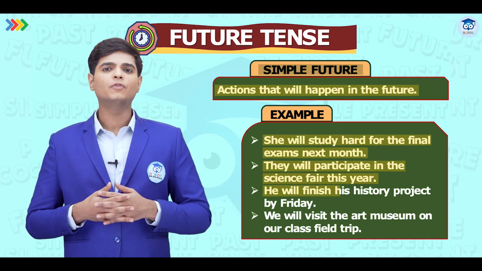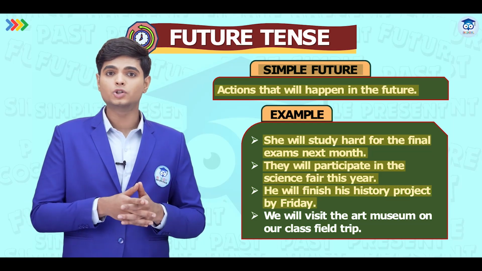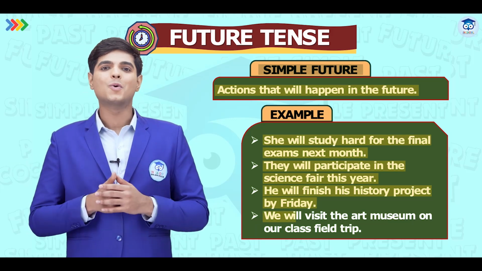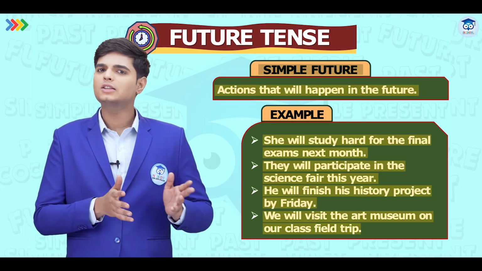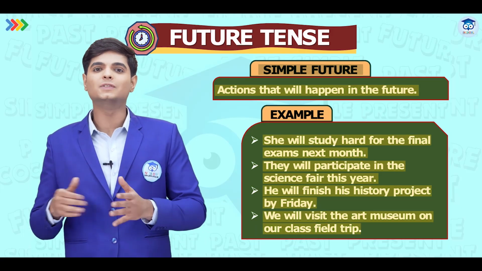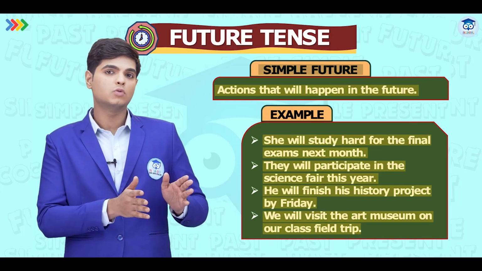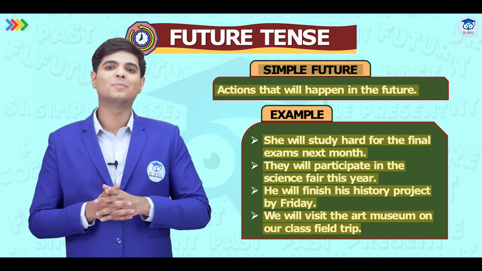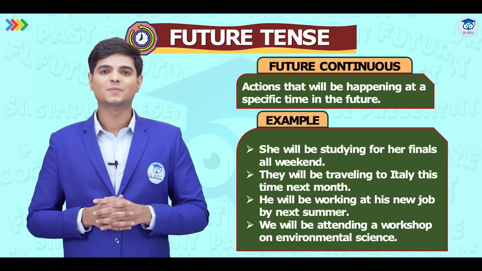Next, he will finish his history project by Friday. The use of will finish shows a deadline in the future. And finally, we will visit the art museum on our class field trip. That's a clearly scheduled upcoming activity. Each of these examples use will with the base verb to point to something that hasn't happened yet, but definitely will happen. Let's move ahead to the future continuous.